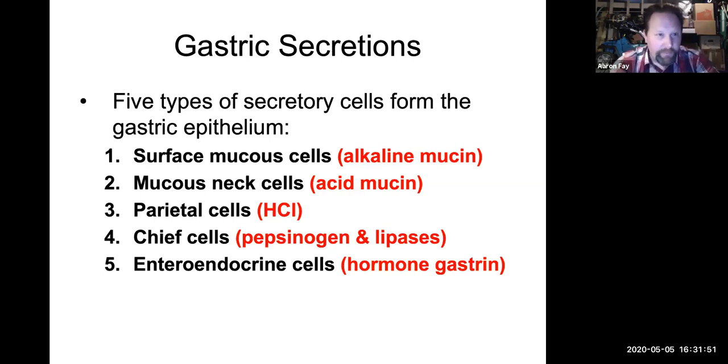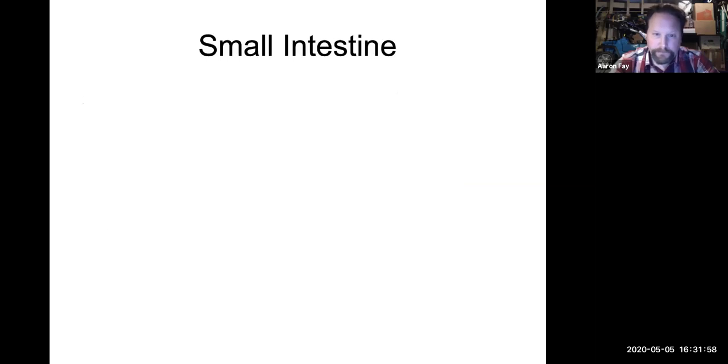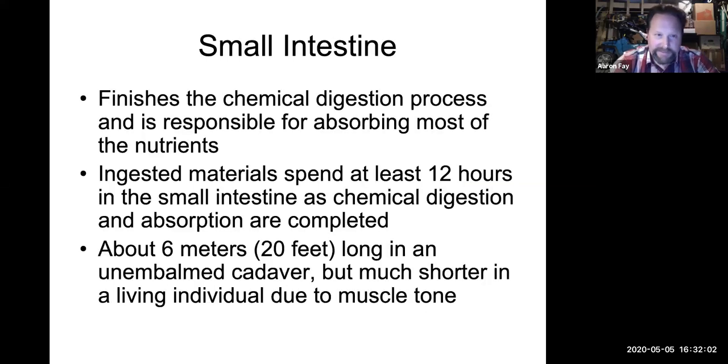They secrete a hormone called gastrin. What gastrin does is tell the parietal cells, make more HCl. Okay, that's it for the stomach. Let's move on to the small intestine.